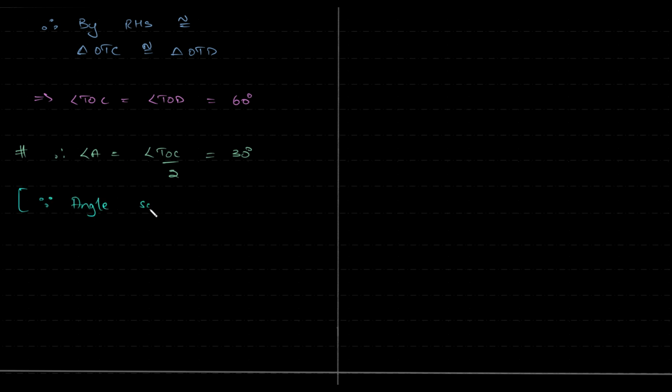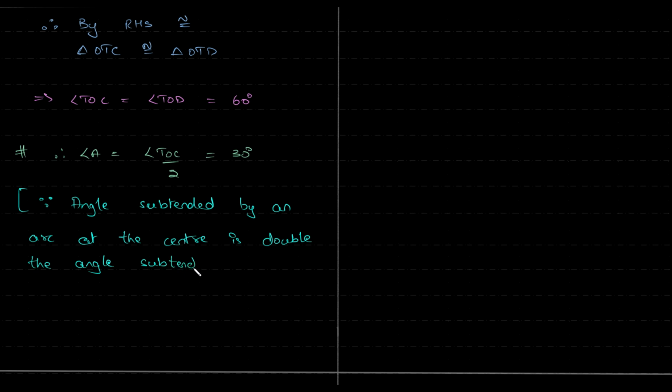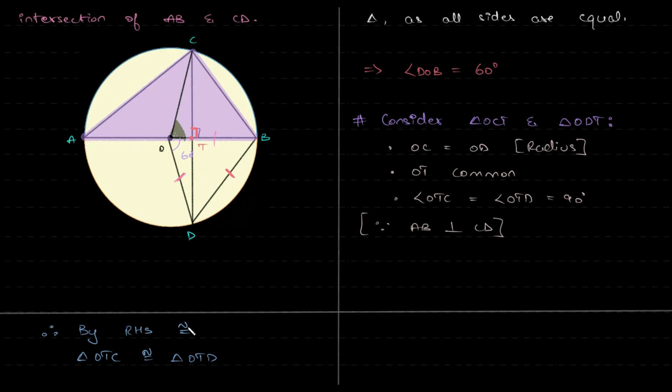Angle subtended by an arc at the center is double the angle subtended by it with the circumference. So this is your answer.